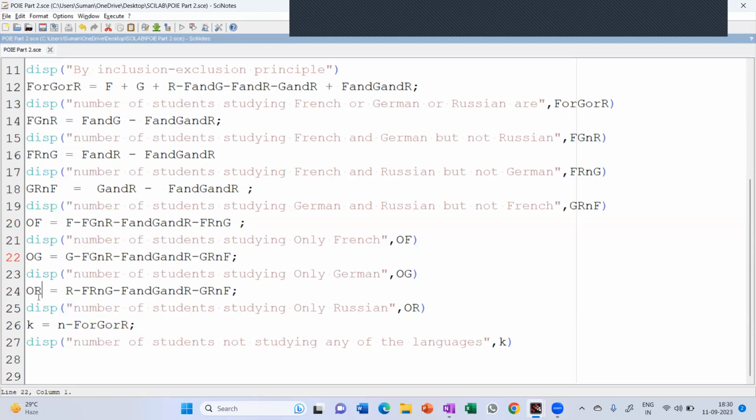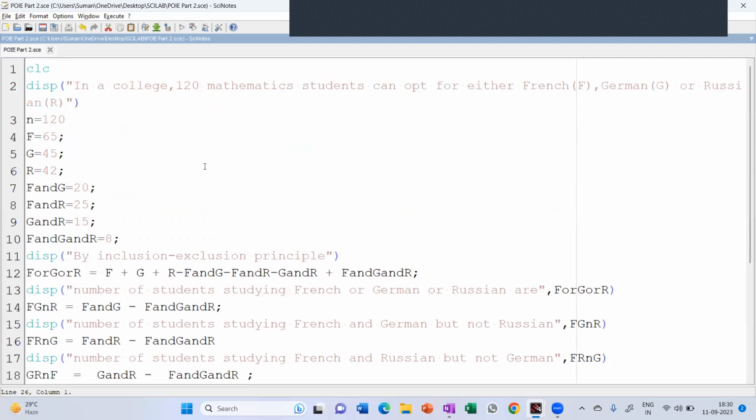Next OG, OR, and the last one is calculating K. K stands for the number of students not studying any of the languages. The formula is N minus F or G or R. Okay, so this is the code for your second practical.